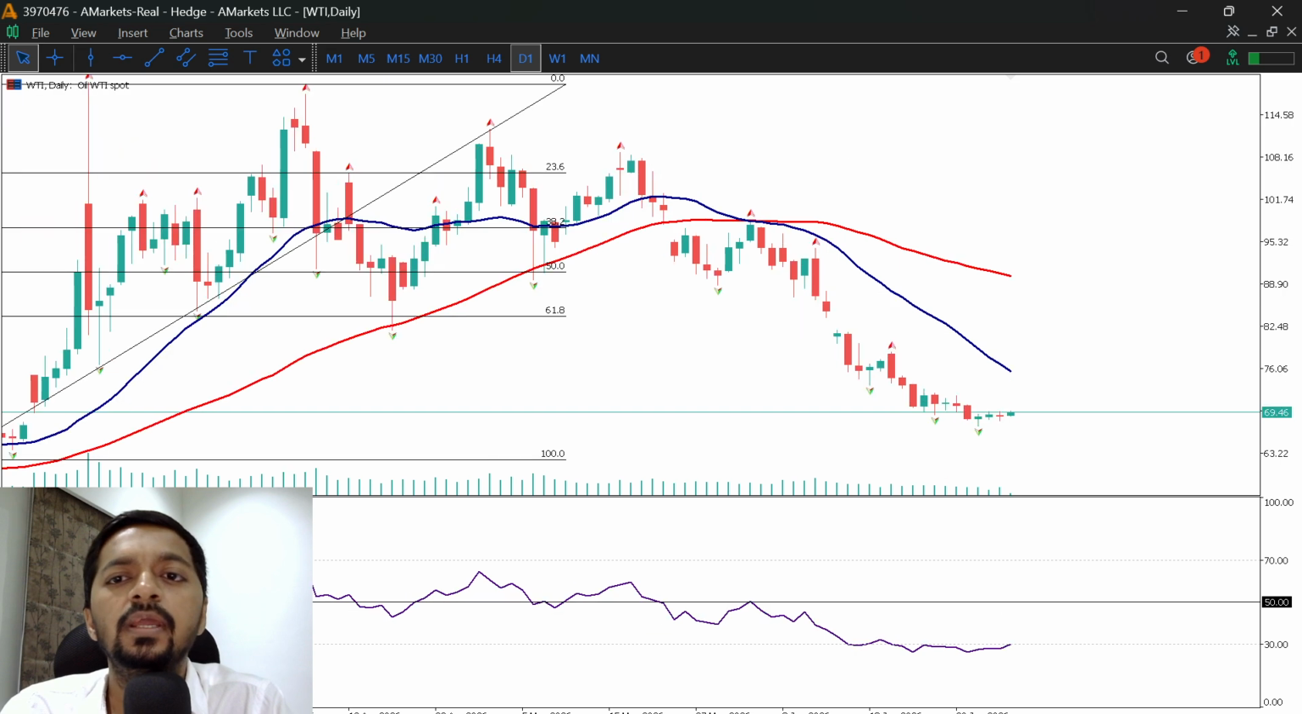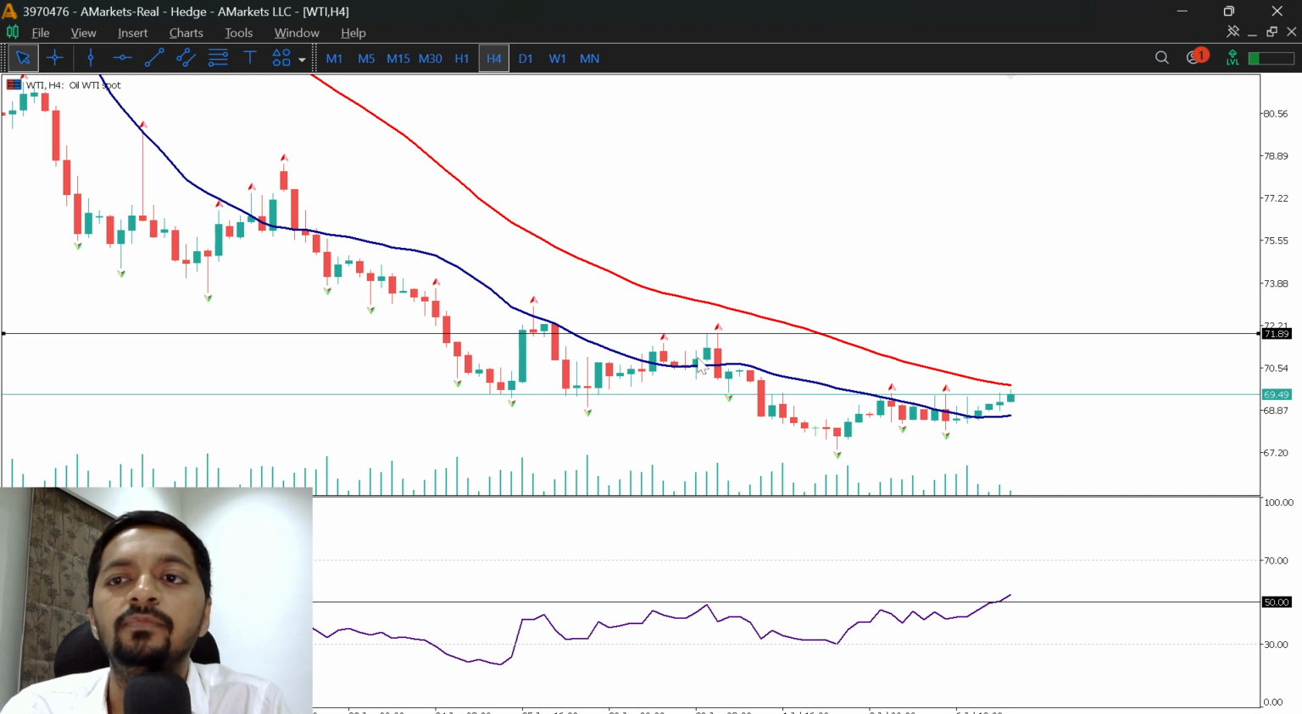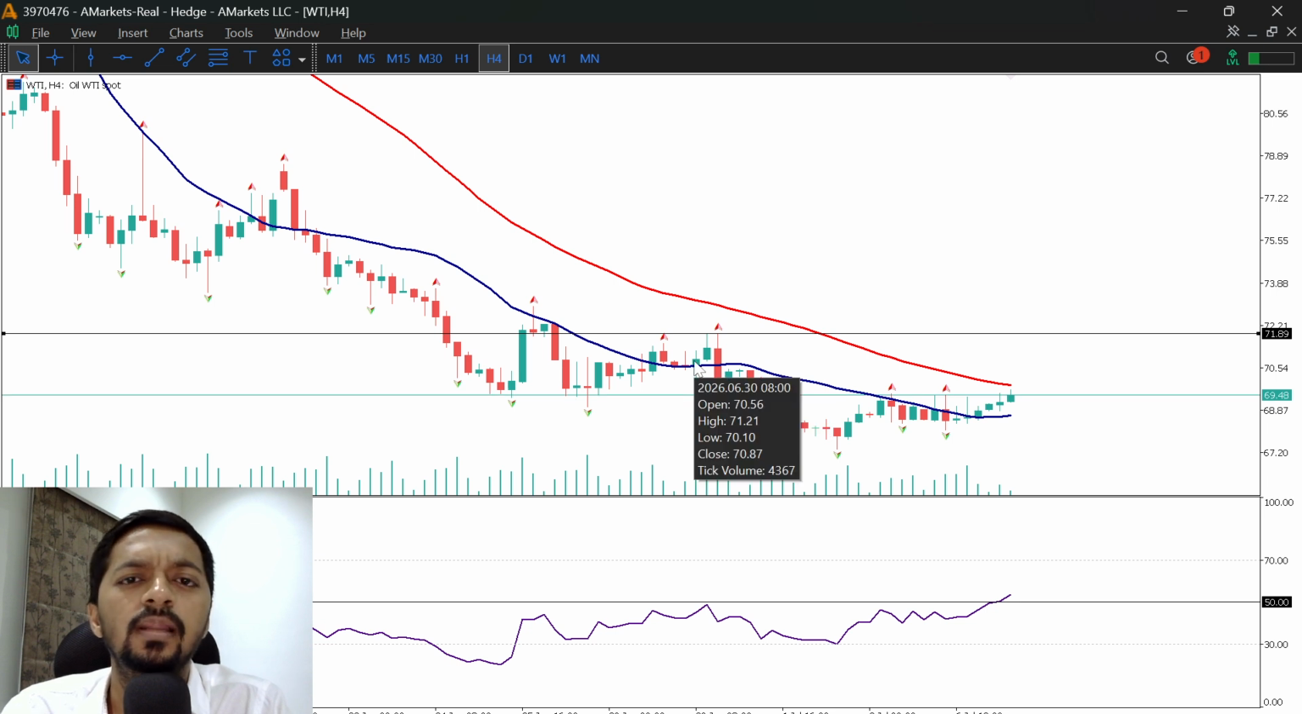Now, if you look at the WTI pair, as we discussed in our previous session, there is a formation of a long classic bullish divergence. Breaking above 69.50, we can expect a further corrective bounce up to 70.50, 71, even 71.50 in the upcoming session. If price breaks and sustains above the 71.80 level, then we can expect further continuation of this bounce up to 73, 73.50, even 75 in the upcoming session.